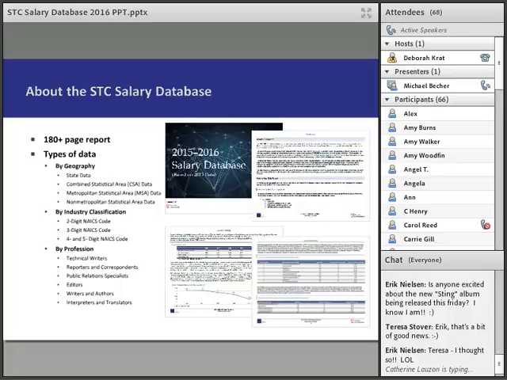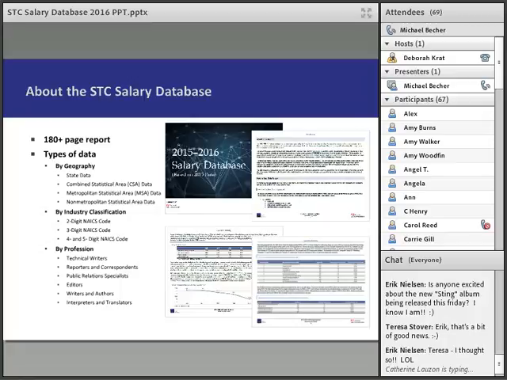Some industries might not have a whole lot of employment or wage information at the 4 or 5-digit level, so you may want to look at the 3 or 2-digit level. So it's just a nice way to really hone in on the industry that you are currently in or looking to move into. Then we also look at the data by profession.